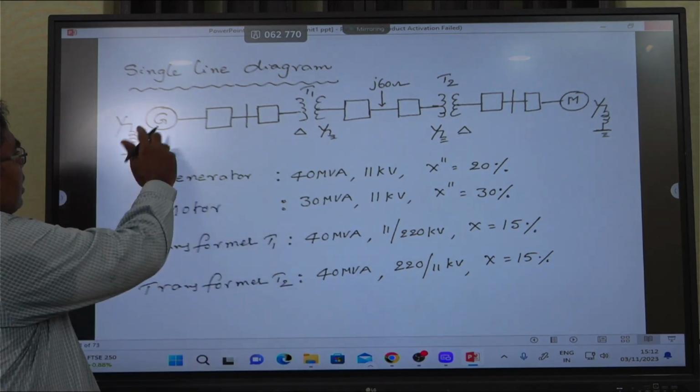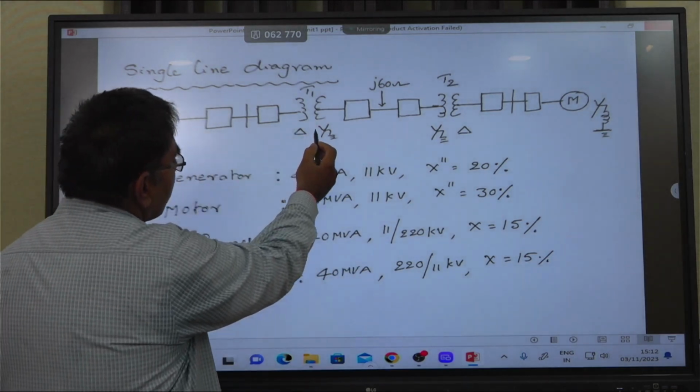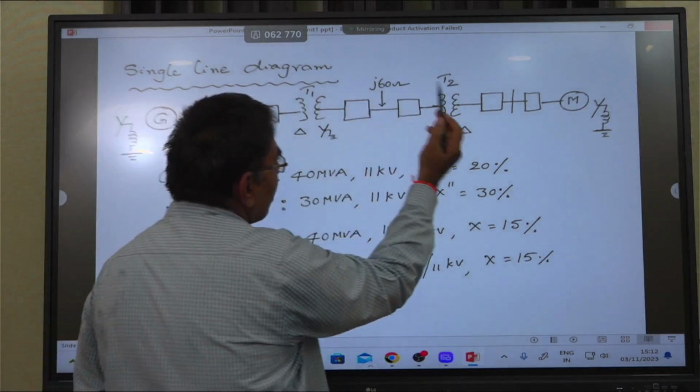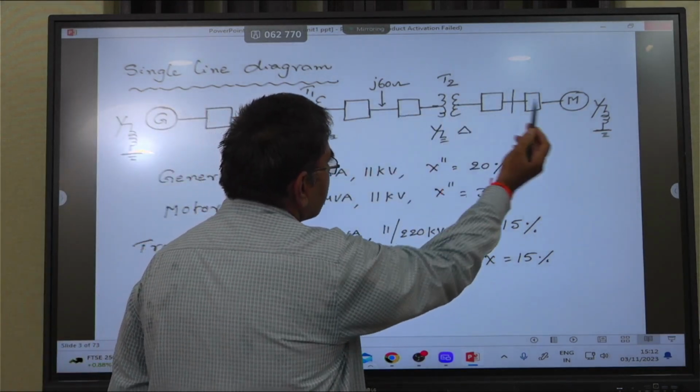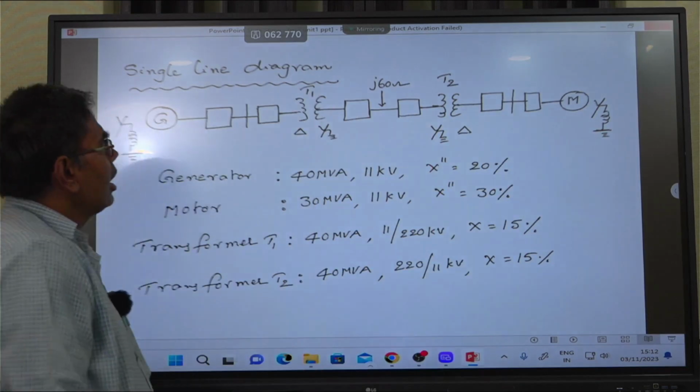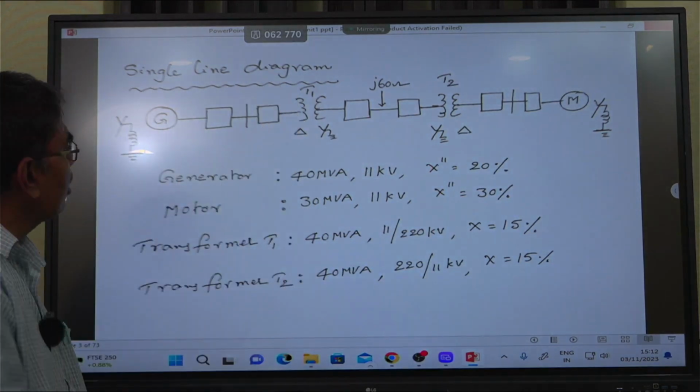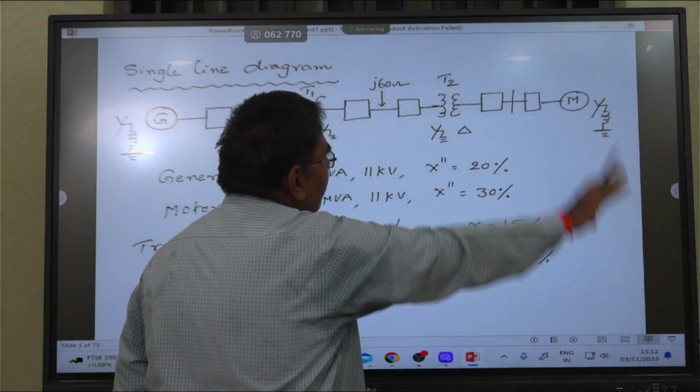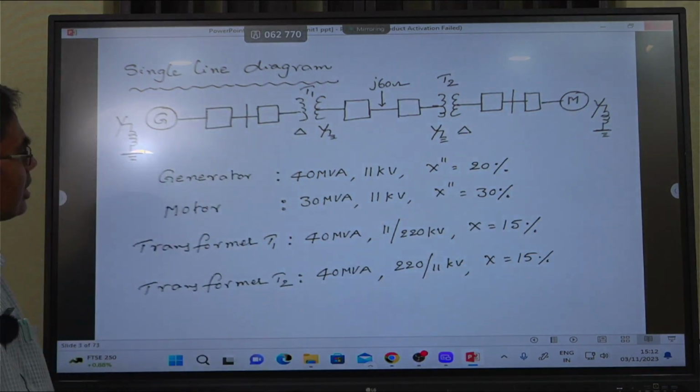Here this is a generator, this is a step up transformer, then a transmission line, and again a step down transformer, with the power received in this motor. A single line diagram is one where the essentials of the system are represented in a simplified form in one diagram.